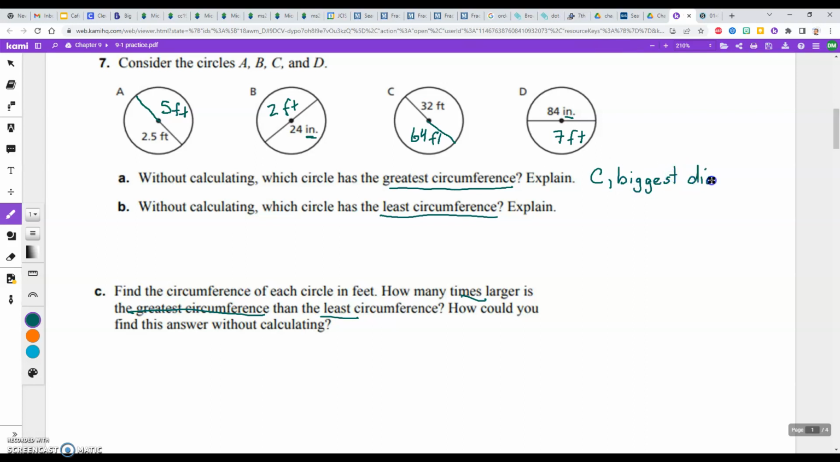biggest diameter. And then the least circumference would be B, because it has the smallest diameter.